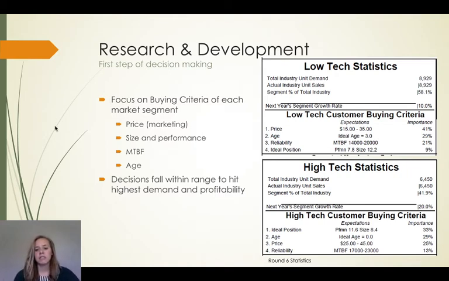And as you can see from these examples from round 6, for the low-tech market, price was actually the biggest driver at a 41% importance.